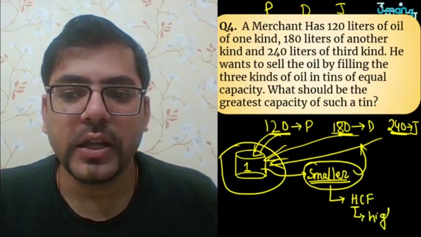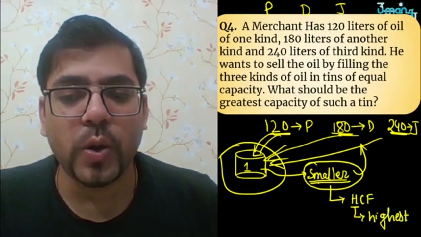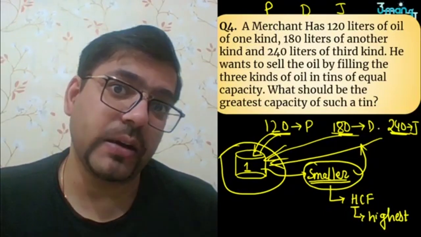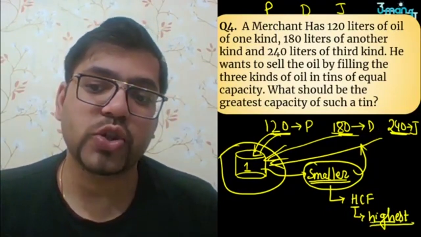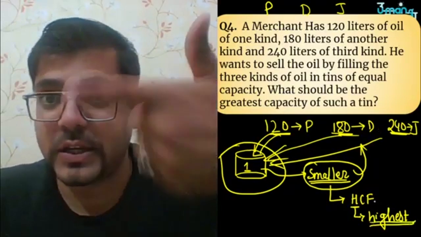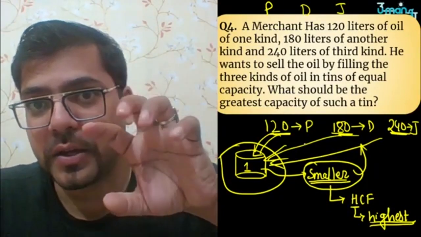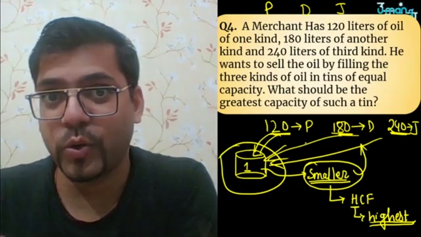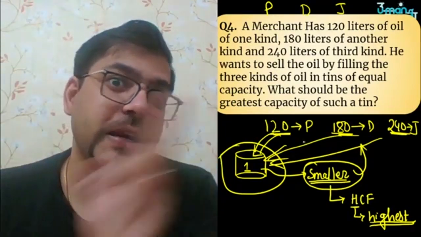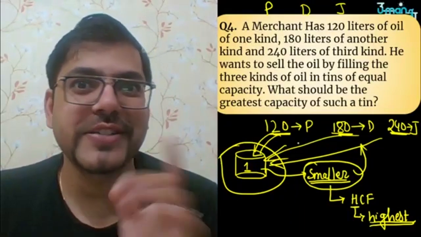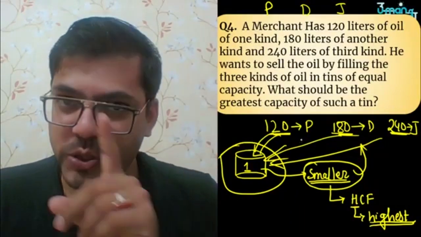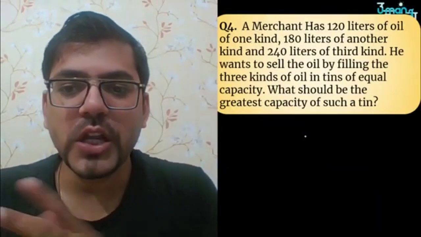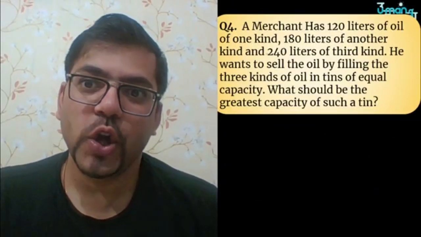I'm again repeating, if the question is asking you a quantity which is smaller than the given numbers, then you have to find the highest common factor, and vice versa. If the question is asking you a quantity which is higher than the given quantities, then you have to find the lowest common multiple, LCM. That is how it works. I hope you'll remember it. So what you have to do is just find the HCF of these three quantities.